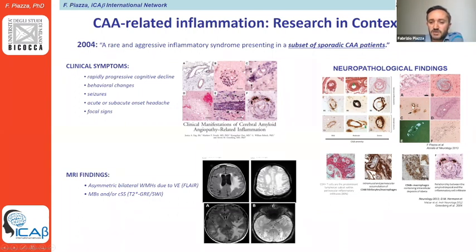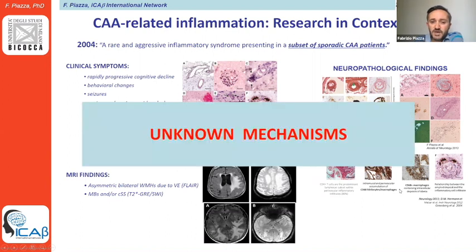For these patients, we also had some pathological reports, where you can see that there was a deposition of beta amyloid around vessels. So there is CAA, and there is also the recruitment of inflammatory cells at the level of the affected vessels. The mechanism, however, was still unknown at that time.